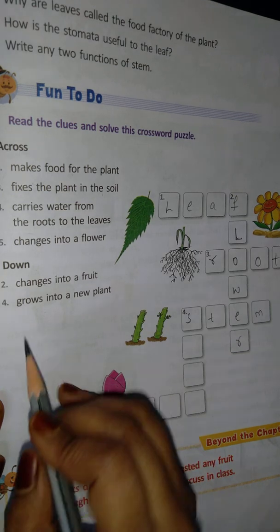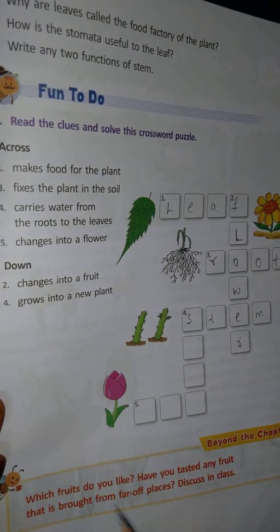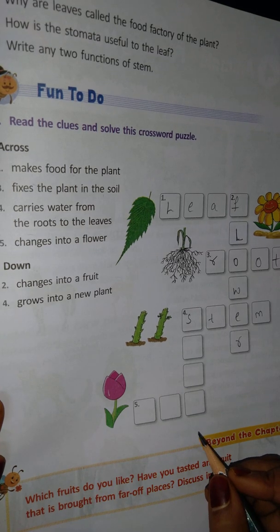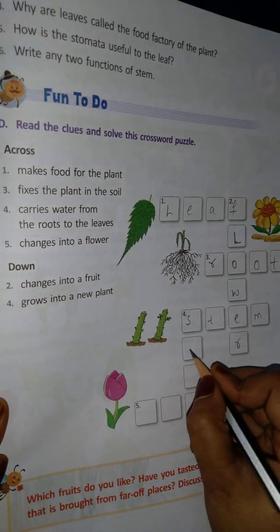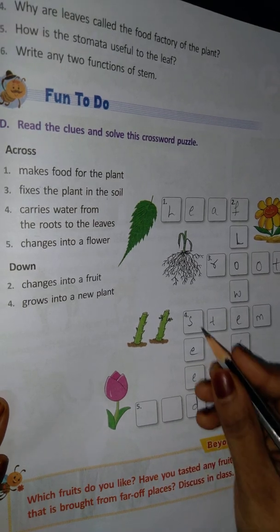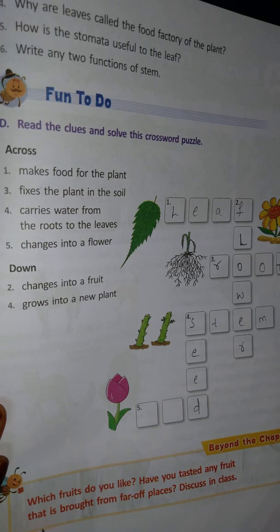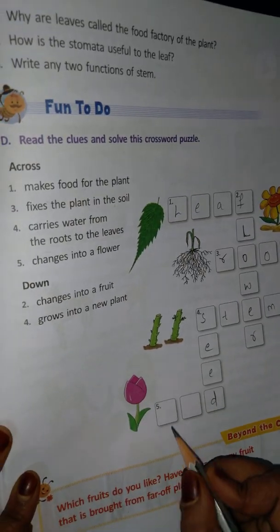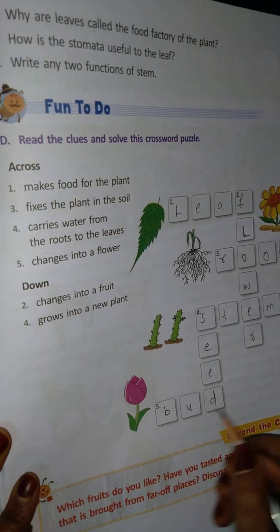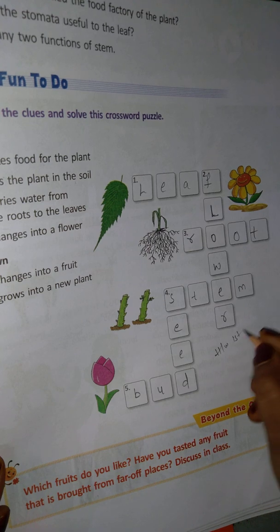Next, fifth one down: grows into a plant. What is growing into a plant? Seed, S-E-E-D. Next, changes into a flower. What is changing into a flower? Buds are changing into flower. This is your homework: write it one time and send me the puzzle.